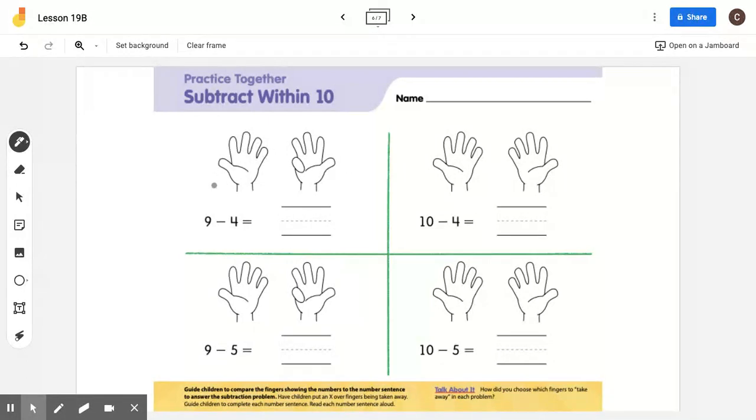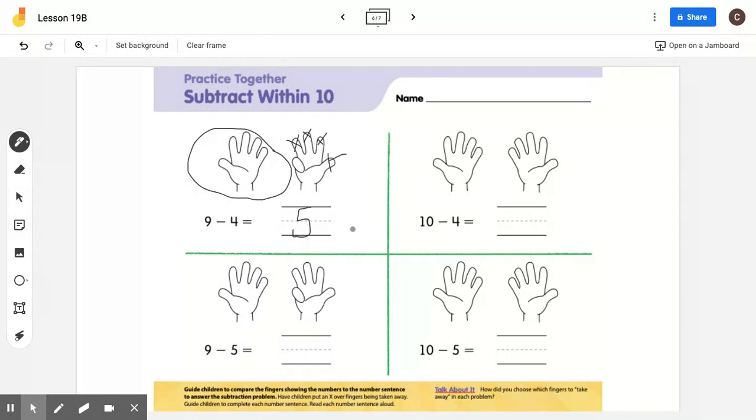So, we have 9 fingers to start with. How many are we going to be taking away? 4. So, we're going to count backwards. So, we're at 9, 8, 7, 6, 5. So what number did we end on? 5. And then how many fingers are left? 5. So what's our answer? 5. Very good.